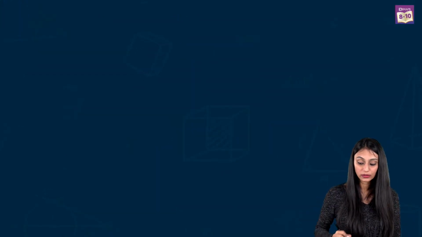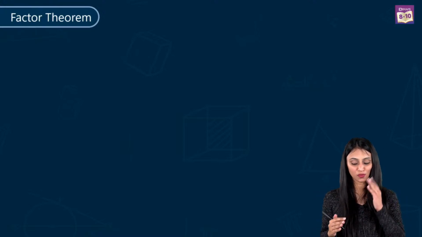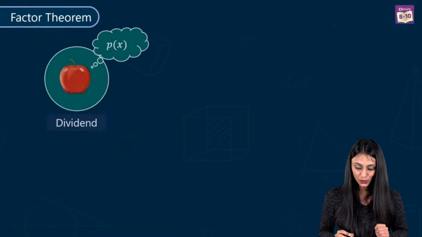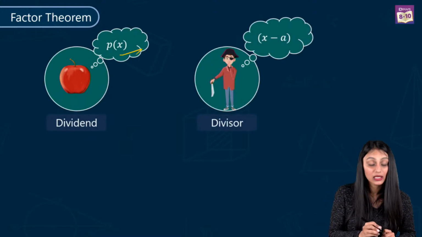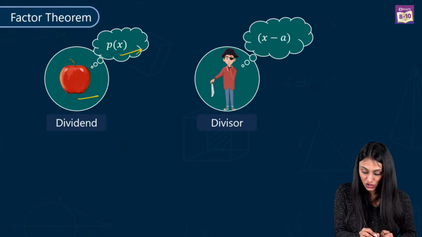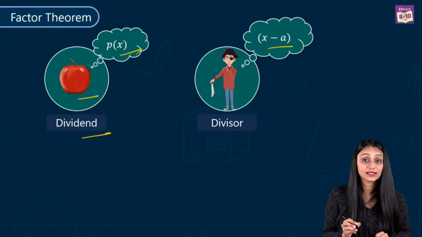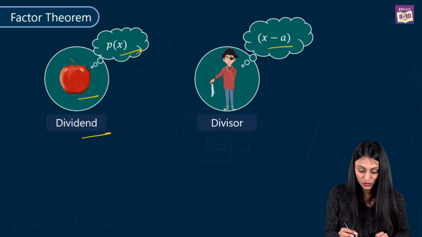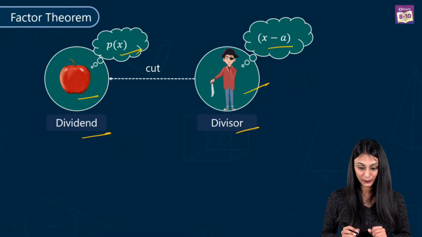Now let's learn what the factor theorem is. So we'll be using the same animated characters that we used for the remainder theorem, right? So here again, this is the dividend, right? So here p(x) is actually denoting that apple, which shows this is the dividend. And this x minus a, which is the divisor, is depicted by a person who actually cuts this apple, right?